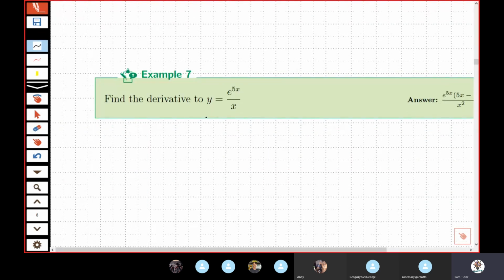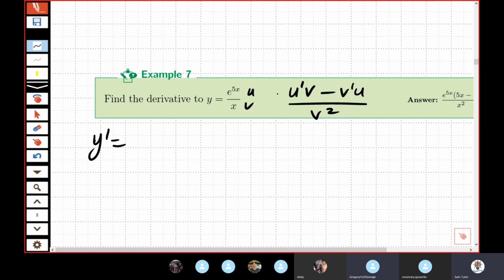Find the derivative of e5x on x. Obviously, quotient rule. Greg, do you want to try it out? Y dash becomes V U dash minus U V dash on V squared. Yeah, I always say it wrong. I just say U first. It's just easier. All right, go.